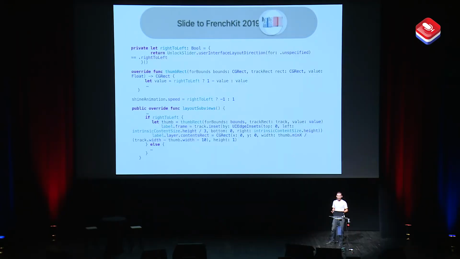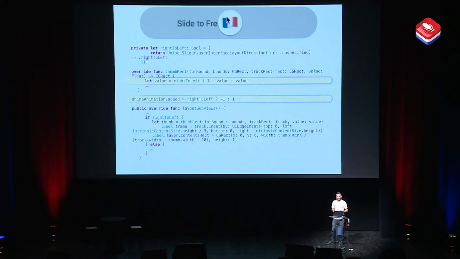So we first need to know whether or not we're in a right-to-left world. That's easy enough. This is UIKit's slightly verbose way of figuring that out. Then we change a couple of things, basically flipping 0 to 1 or 1 to -1 based on that fact. We'll flip the thumb rect start and finish points by putting the 1 value on the left rather than on the right. And because it's easy, we'll make the shine animation go backwards simply by reversing its speed. Now, these are literally one-line changes, so it's not quite free, but it's the next best thing.